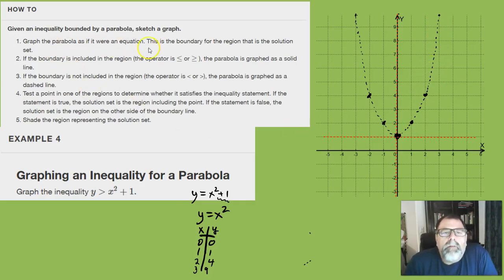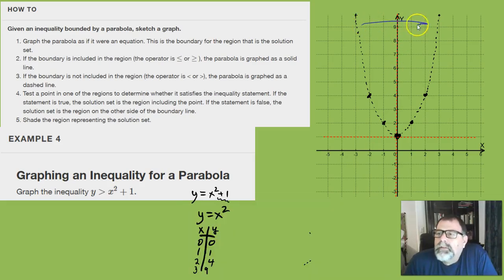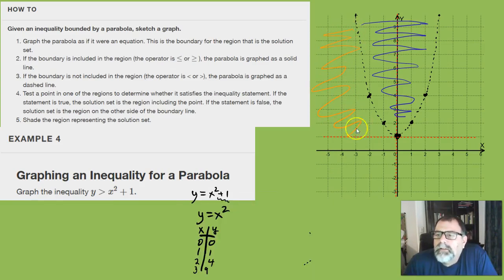Now, the parabola is an equation that's the boundary, right? So that's the boundary line. It separates the graph into two pieces. Think of it as inside, and then think of it as, let's use this orange one, outside. Those are the two regions. So what we want to do is figure out which one of those to shade is the true graph.